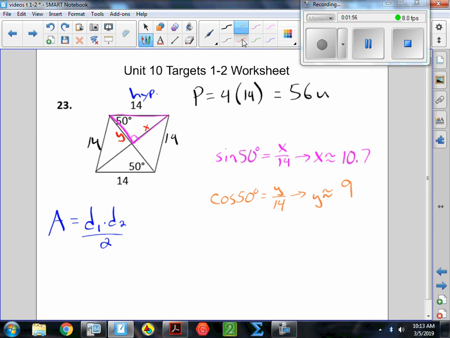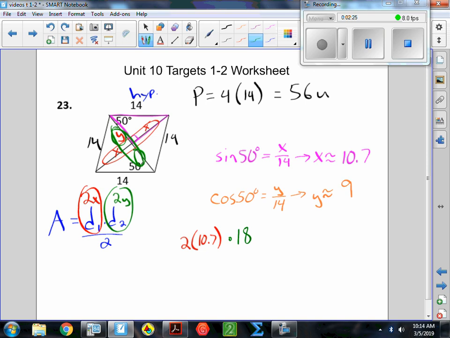Now my first diagonal is going to be 2 x's. X plus x is my first diagonal, 2 x's. So that's 10.7 times 2. My second diagonal is going to be 2 of the 9's, because we have a y here and a y here for that diagonal, so 2 y's. So this is going to be times 2 y's, which is 18. 2 times 9 is 18. And then all of that divided by 2.